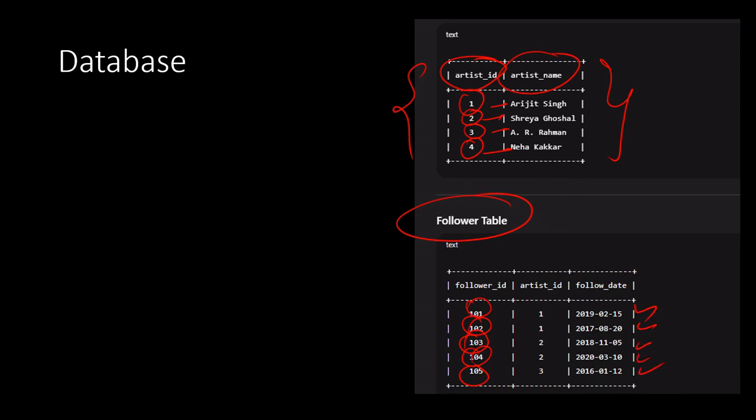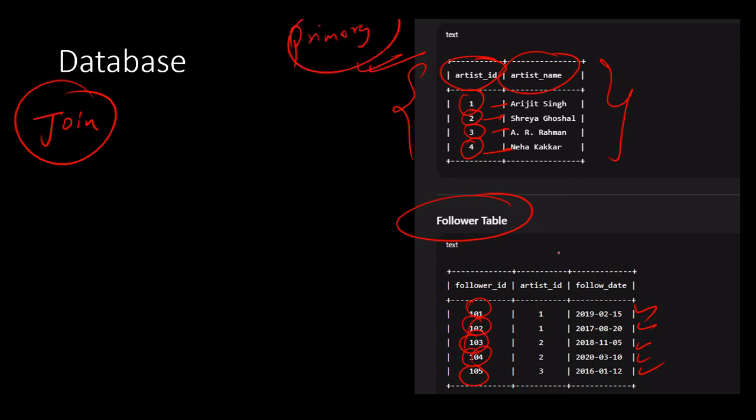First of all, while solving this question, we need to join the tables, because without joining we cannot do that. Artist ID is given here, and it would be a primary key for this one, and it would be a foreign key for this table. This is what we know. Now we will join this table.